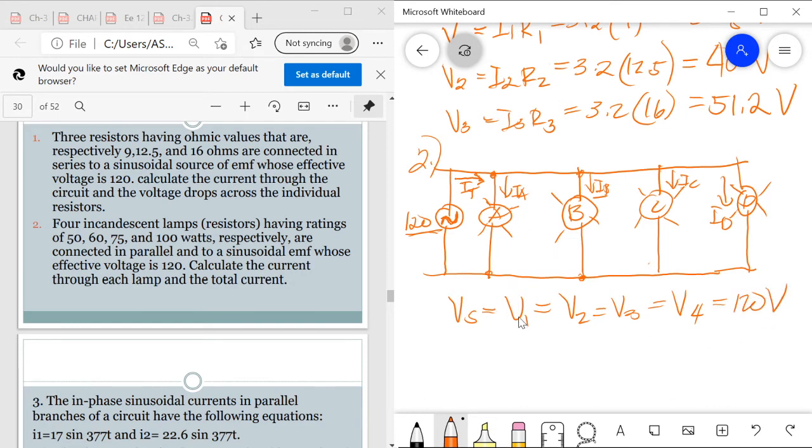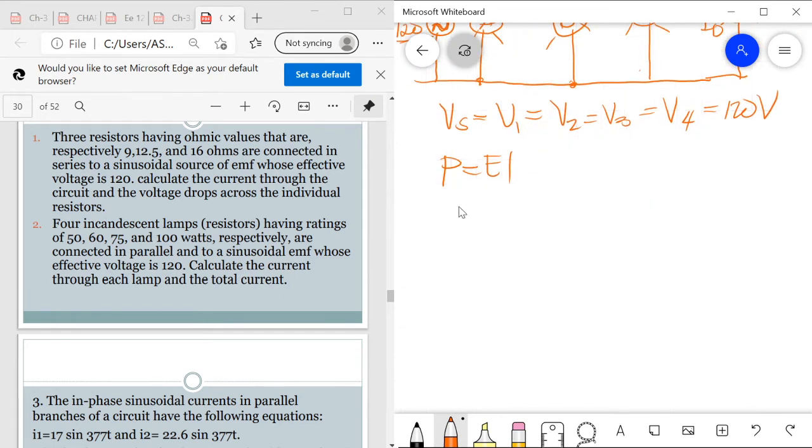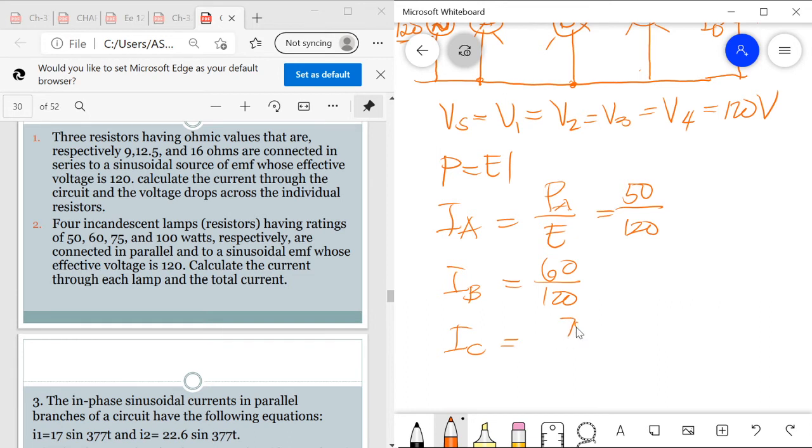So may voltage tayo, may power tayo. We can use the formula P is equal to EI. So solve natin yung IA equal to P over E. This is PA for lamp A. So 50 divided by 120. For IB naman, 60 divided by 120. IC is 75 divided by 120, and ID is 100 divided by 120.